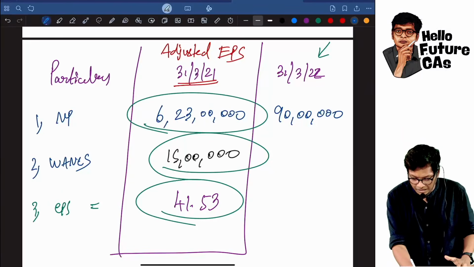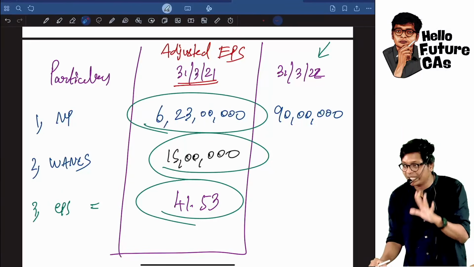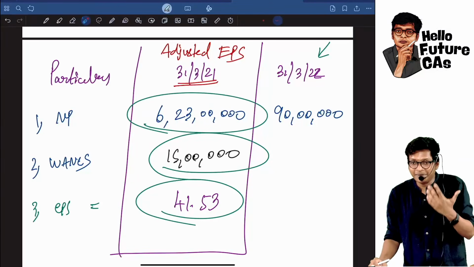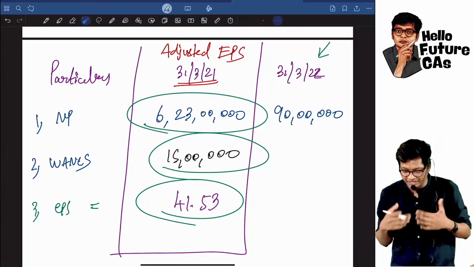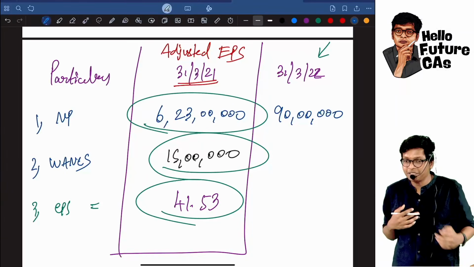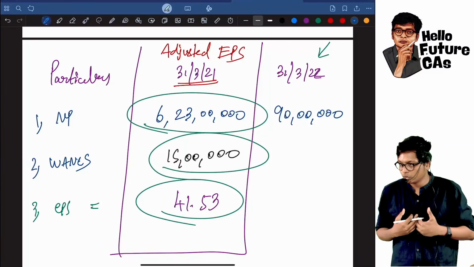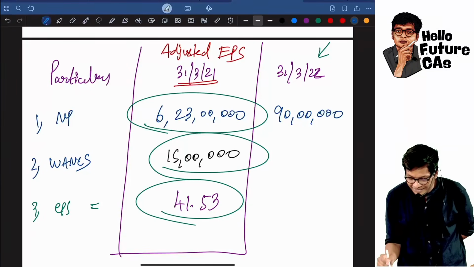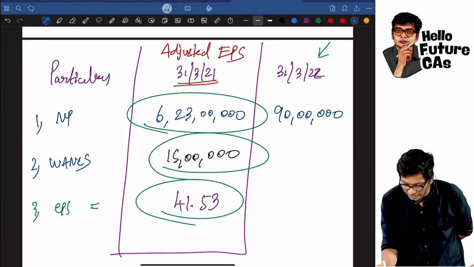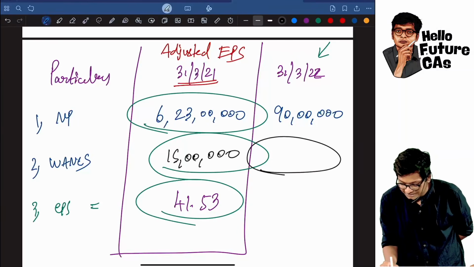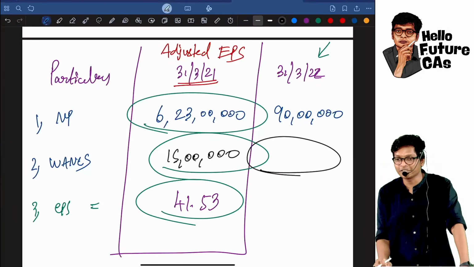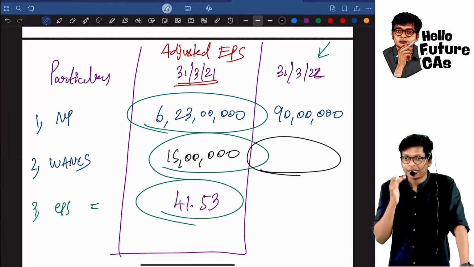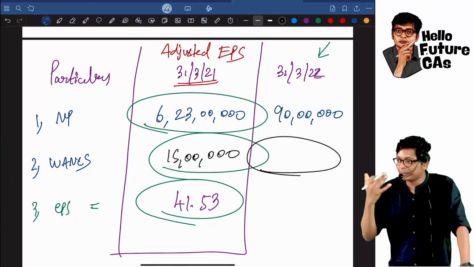Believe me, ICAI is using ChatGPT to frame questions. And ChatGPT, it will come at the next level only. Okay, so we have to be ready. Are you understanding the concept also in this question? Hello. Now coming to the current year. In the current year also, my denominator will be how much, guys? Same 15 lakhs. Okay, 15 lakhs is correct. Maybe in some other attempt.